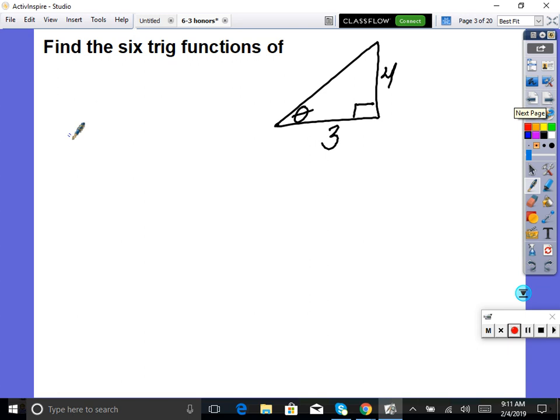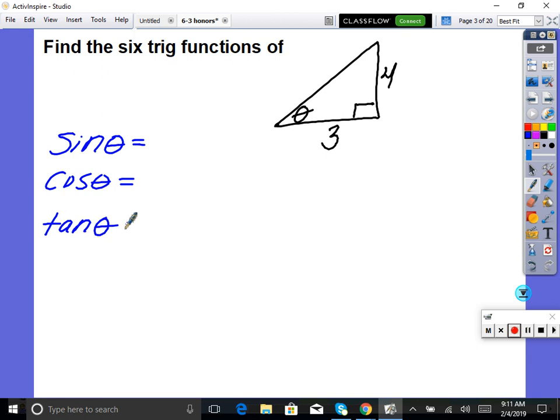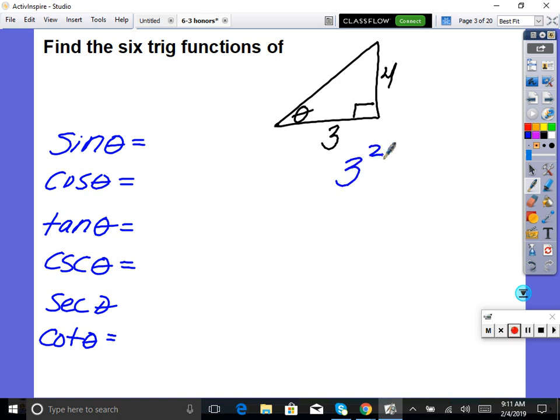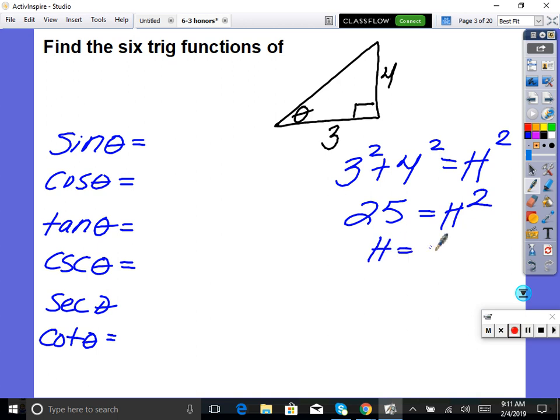So we would say, sine, cosine, tangent, cosecant, secant, cotangent. Now first of all, don't we need all the sides of a right triangle to answer all of these? Yeah, so we'll quickly do the Pythagorean theorem to find the hypotenuse. Make sure you set it up correct. 3 squared plus 4 squared equals hypotenuse squared. So that's 25 equals hypotenuse squared. Therefore my hypotenuse is 5.